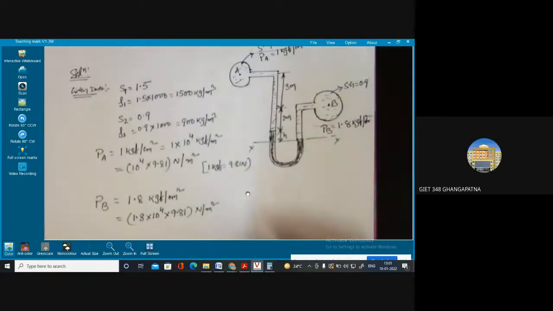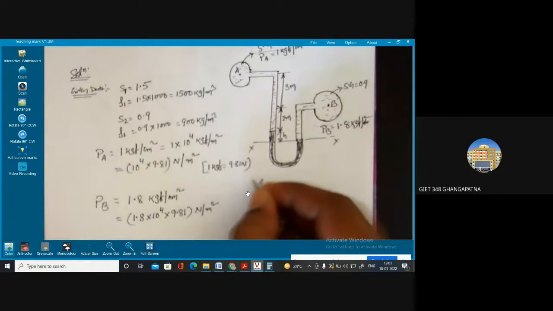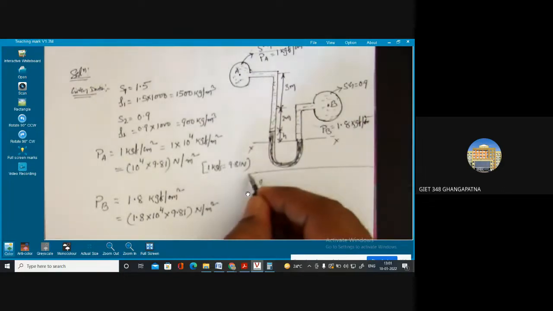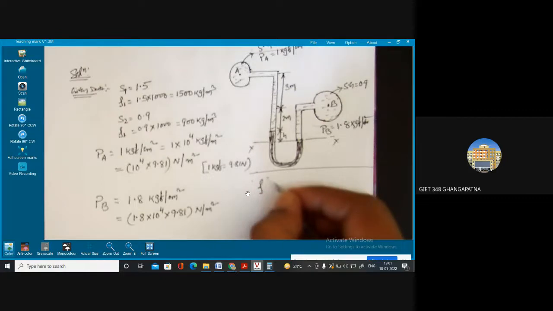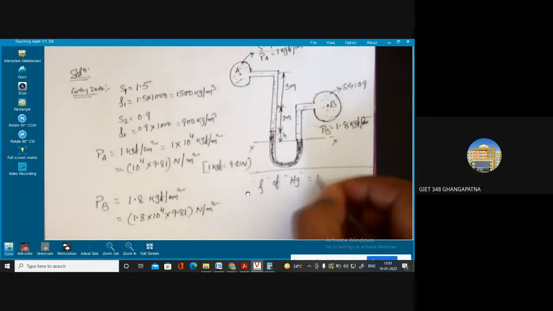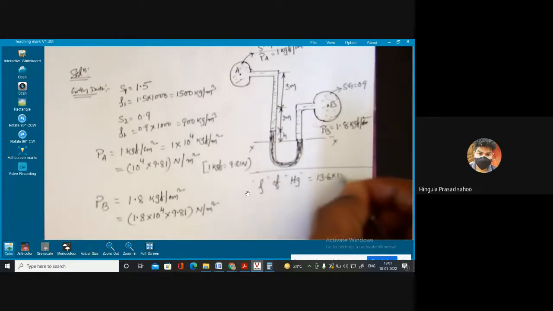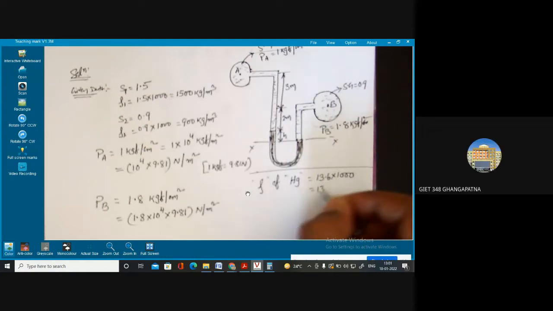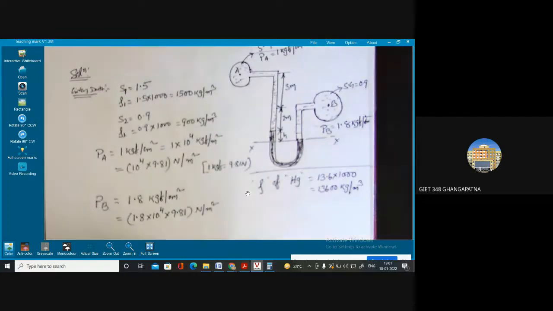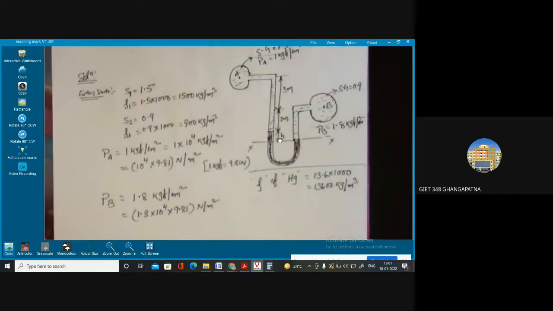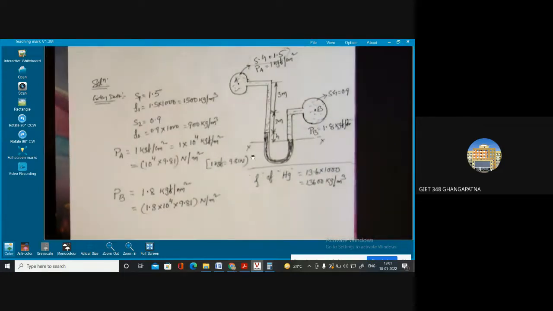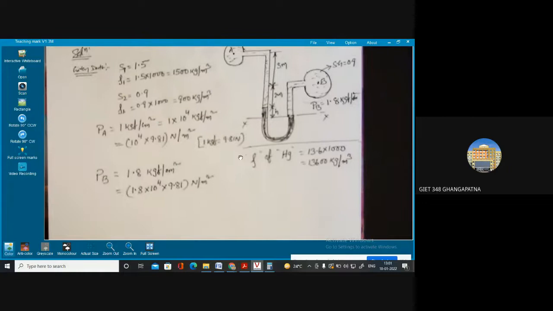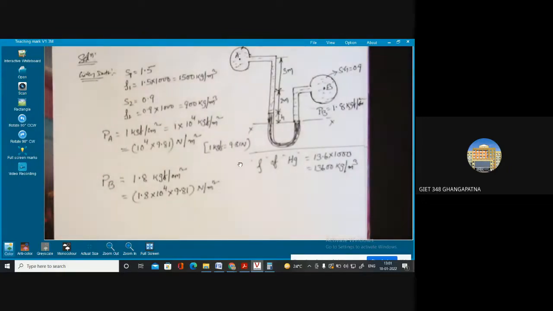Okay. Next. What is the density of mercury? I'm writing directly: 13.6 into 1000, that is 13600 kg per meter cube. This you know already. Now, there is a formula. If you can remember the formula, there is no issue. But if you forget the formula, don't panic. So let us do it as if you do not know any formula.